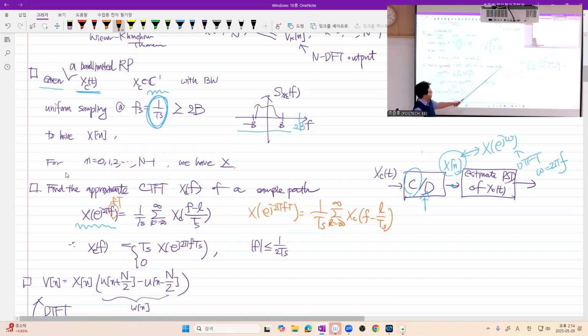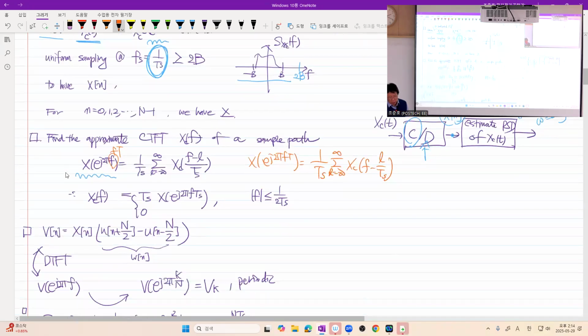So here goes the sampling. Now, we want to know about this one, right? So for the absolute value of f less than or equal to 1 over 2Ts, we may say these are true. We just multiply Ts to both sides to get this one.